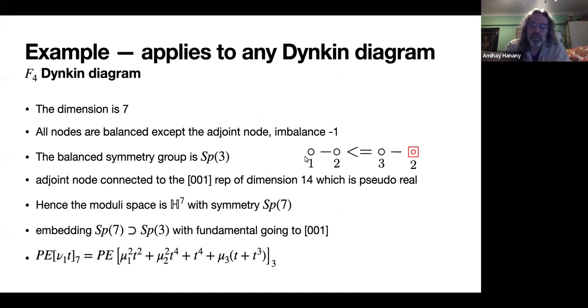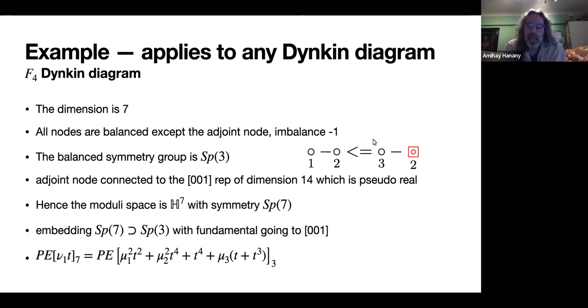So here's the F4 Dynkin diagram. So we have 4 nodes. This is the fundamental node. This is the adjoint node. All of those 3 nodes are balanced. And this node has imbalance of -1. Now the dimension of the Coulomb branch is just the sum of those numbers, -1. So we compute that the dimension is 7 quaternionic.